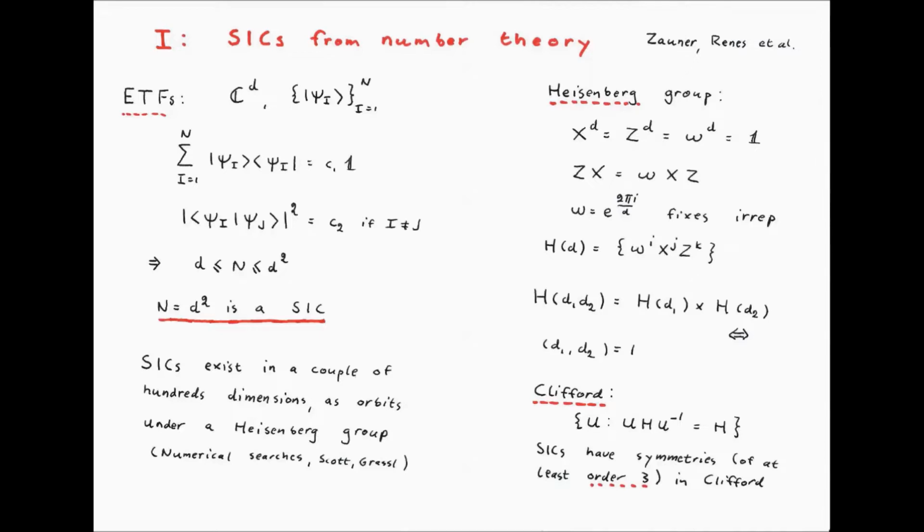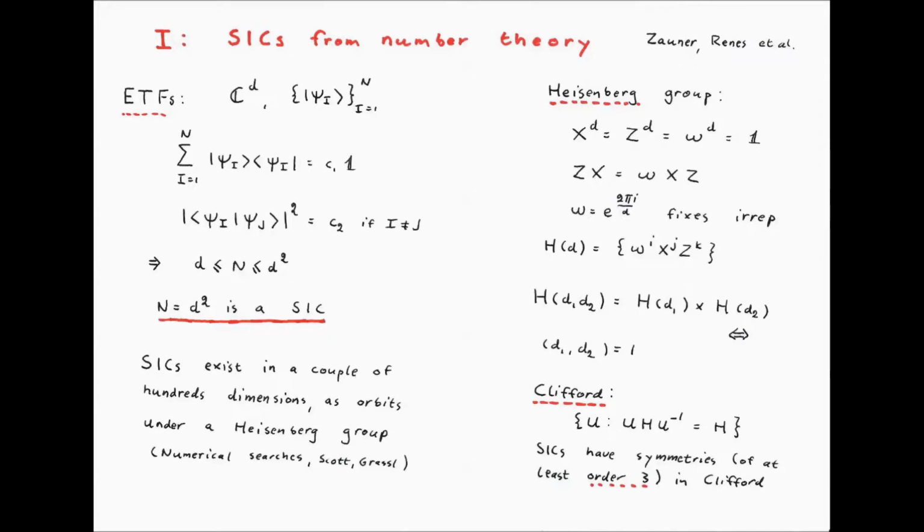There's another group that is important in this context, which is called the Clifford group. It's the normalizer of the Heisenberg group within the unitary group. So it's a collection of unitaries that permute the elements in this group. If you apply such a unitary to a SIC that you have found, the result will be another unitarily equivalent SIC, or exceptionally, it will be the same SIC.